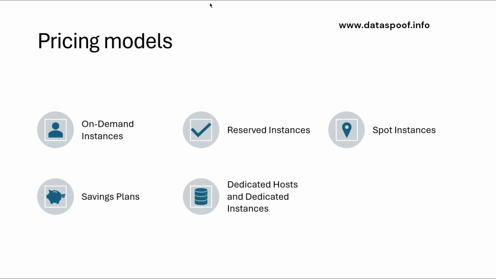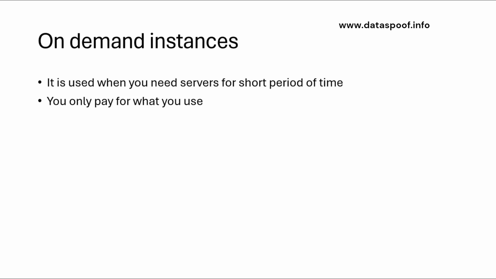Now I am going to talk about the various pricing models present in EC2. There are a total of 5 pricing models in EC2: on-demand, reserved, spot, savings plan, dedicated host, and dedicated instance. Let us talk about them one by one. On-demand instances are for when you need a server for a shorter period of time. In that case, you go for on-demand. Here, you only pay for what you use. By default, when you create any EC2 instance, you are using the on-demand instance.